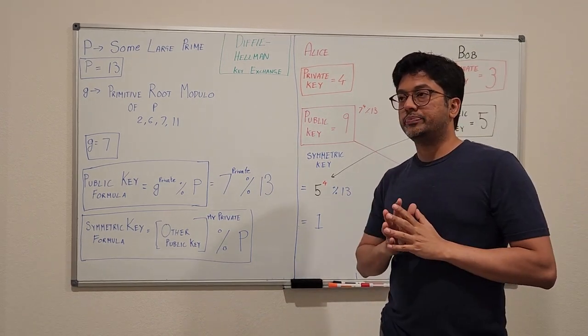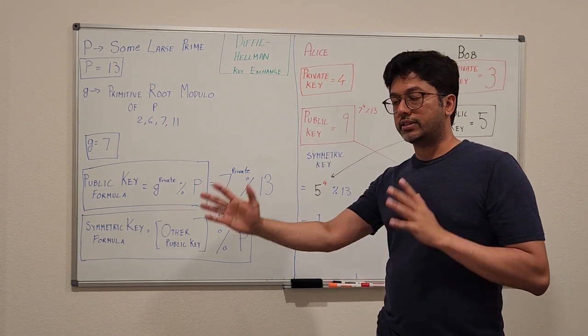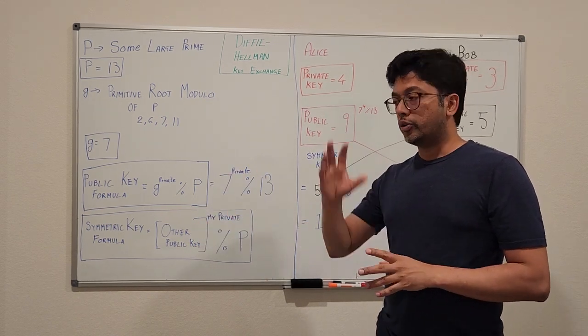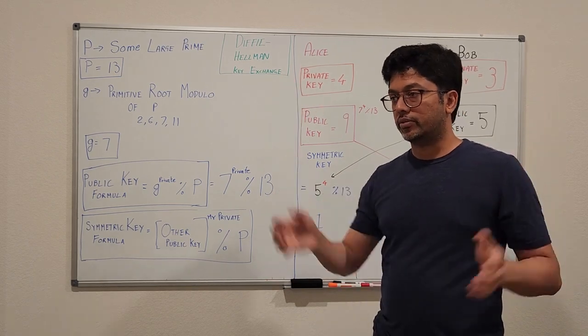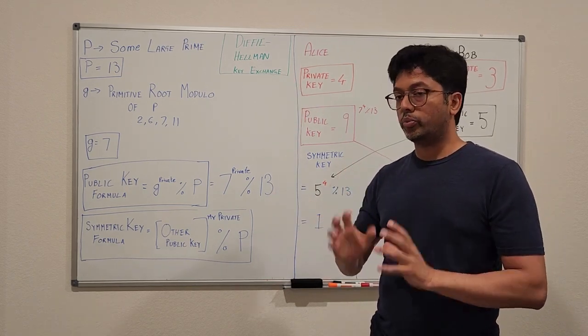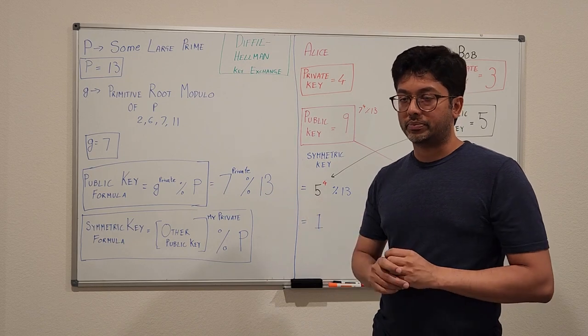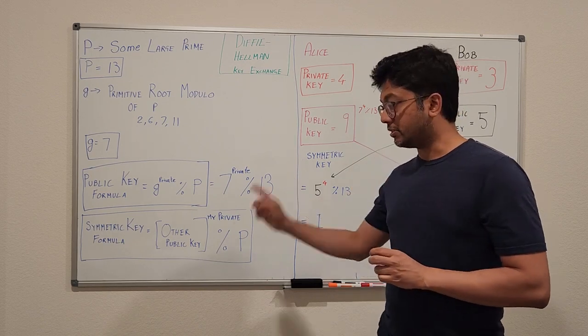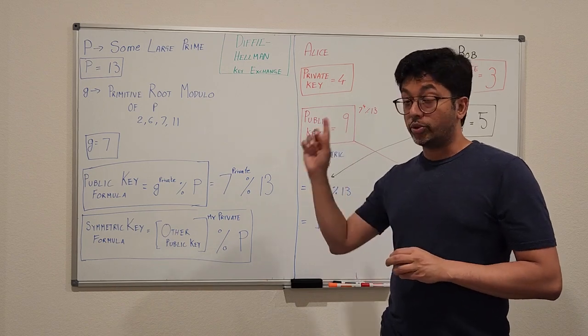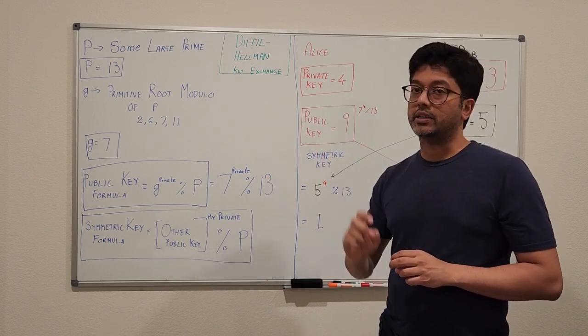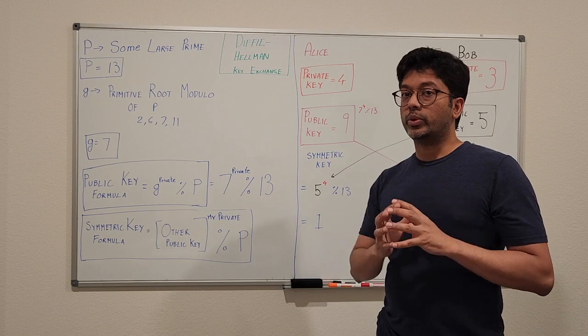Suppose you and your friend are standing in a room and you both need to agree upon a number, say 15. Whatever number you pick, you both need to be on the same number. But the problem is there is a spy standing there listening to all your conversation, and you cannot let him know what that number is. So is there a way?